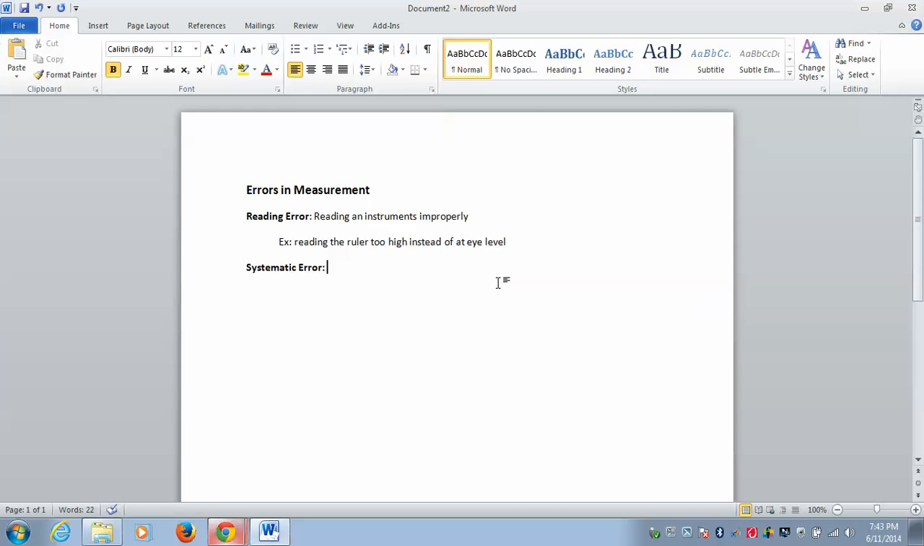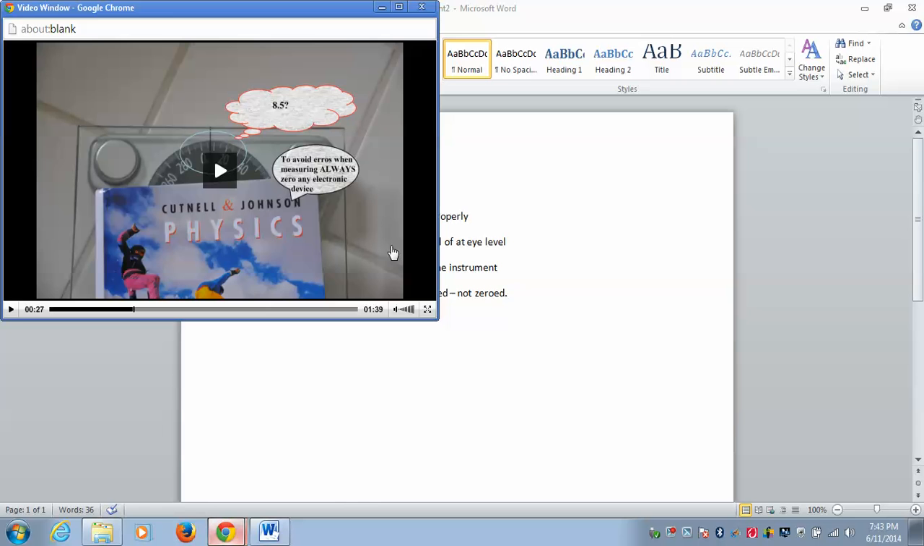So now I paused, and now I know that a systematic error is those errors that occur within the instrument. And my example that he showed me was an instrument that was not calibrated, or not zeroed, as we say in the science world. Okay, so now I'm going to go back to my video.